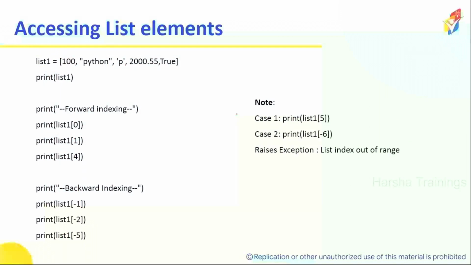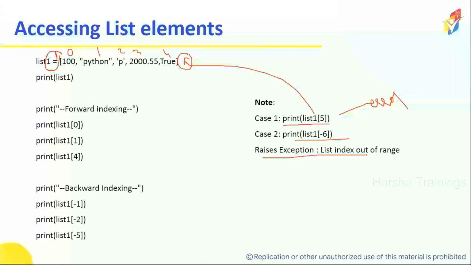Now, another question is list 1 of 5. Actually, I have indexes 0, 1, 2, 3, 4. But if I try to access an index out of range, it is an error. List 1 of 5 is not there. Here we don't have any data, so this throws an exception, error. In the same way, list 1 of minus 5 is this one. But if I try to access list 1 of minus 6, there is no element. These two will raise an exception. Okay? This is the first point you must remember.